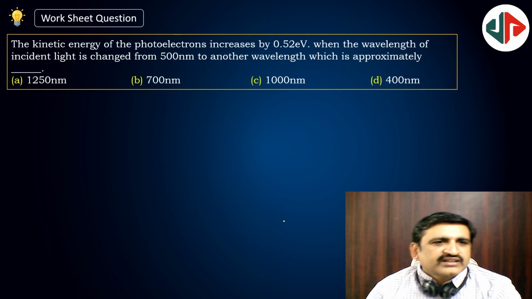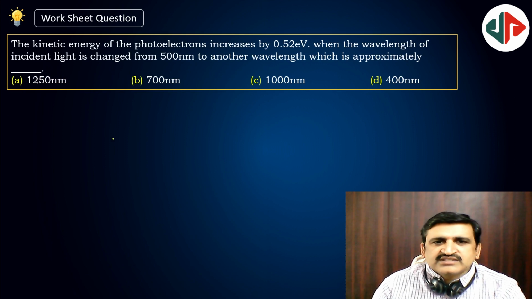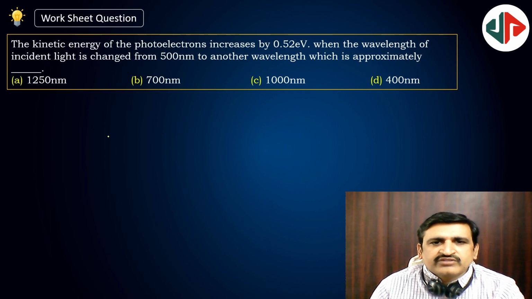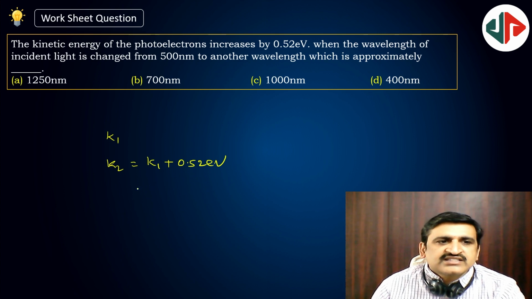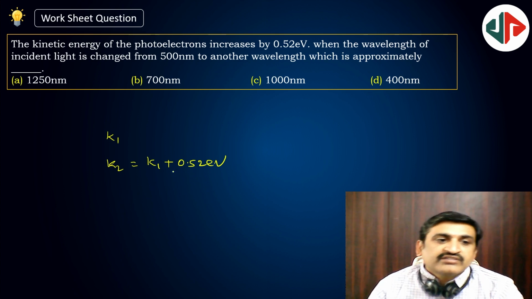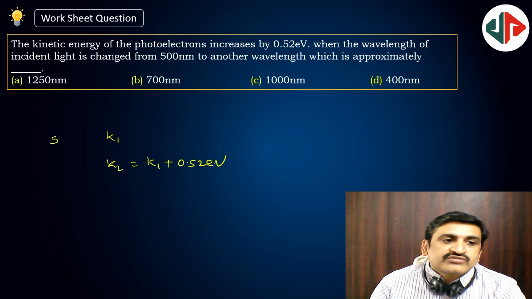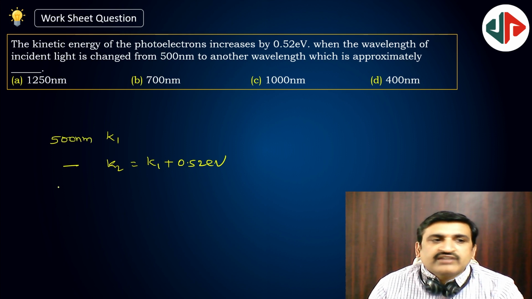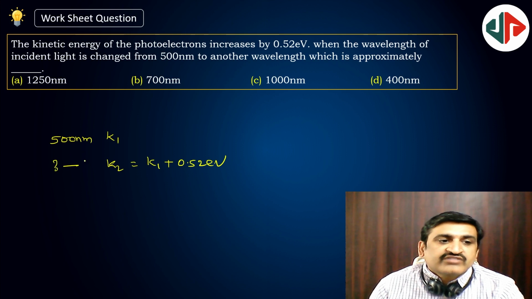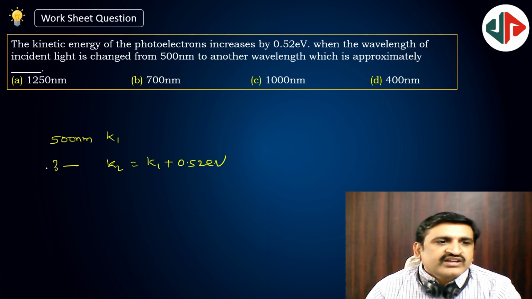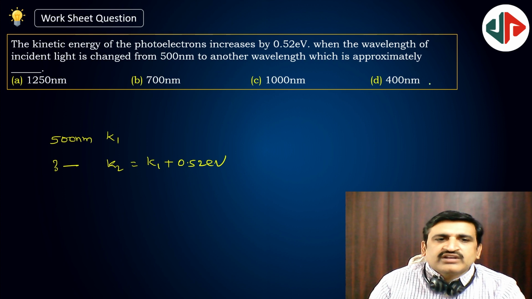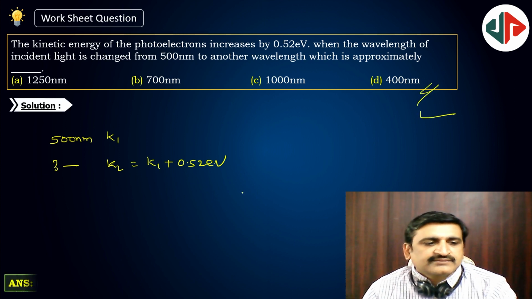Next, the kinetic energy of photoelectrons increases by 0.52 electron volt. K2 is equal to K1 plus 0.52 electron volt when the wavelength of incident light is changed from 500 nanometer to another wavelength. This will be another one, which is approximately lesser than 500 nanometers. It should be less than 500, that is 400. Only one option is there. You can happily select that.